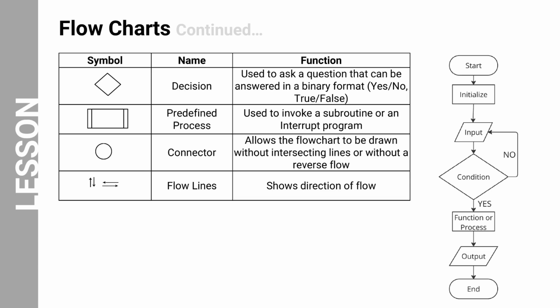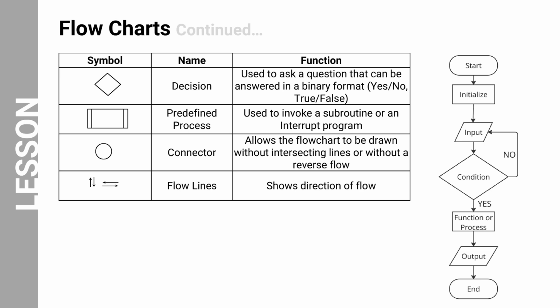The decision symbol, typically a diamond shape, is used for conditional branching in programs. It represents points where a binary decision must be made, questions that can only be answered with yes, no, or true, false, determining which path the program will follow. The predefined process symbol represents a set of operations that are already defined elsewhere. It's used when calling subroutines or interrupt programs, allowing for modular program design and code reuse.